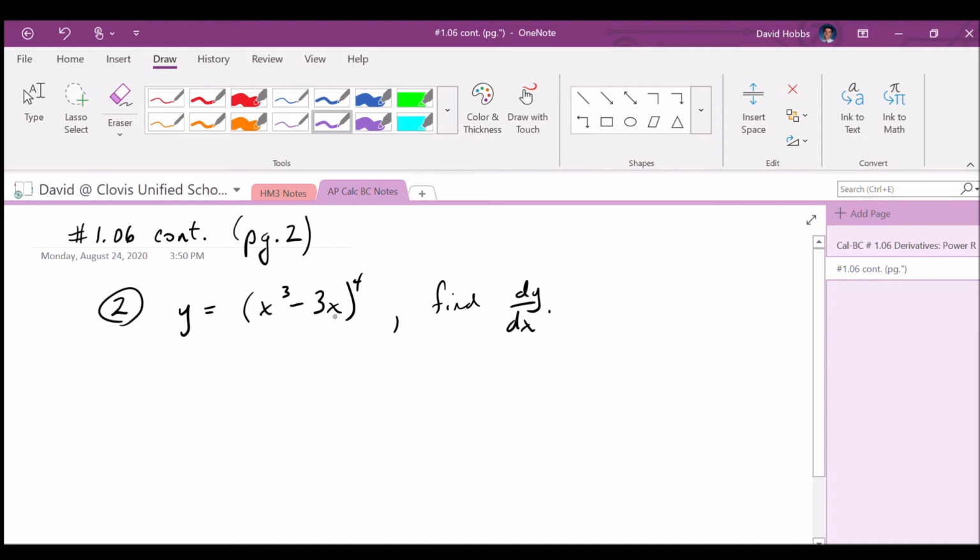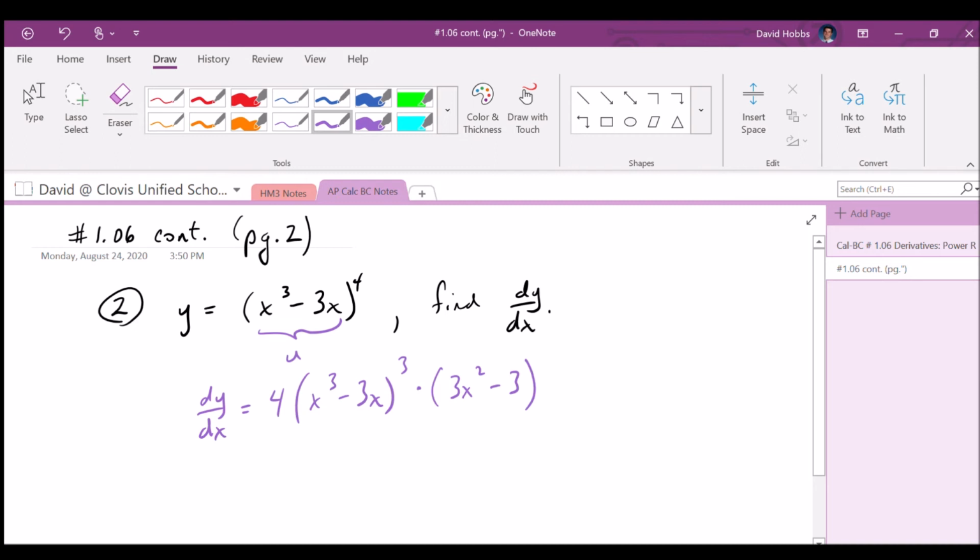So here is the u, so this is y equals u to the fourth. And so dy/dx, I have 4 times the u to the 1 less power. Now, times the derivative of the guts. What's the guts? The guts is the u stuff. So what's the derivative of the guts? 3x squared minus 3. That's the derivative of the guts, the derivative of the inside.